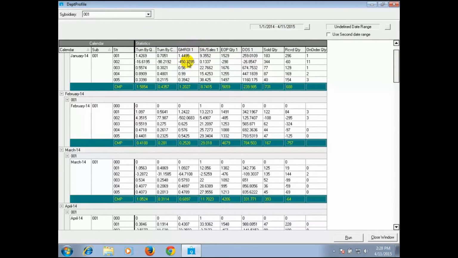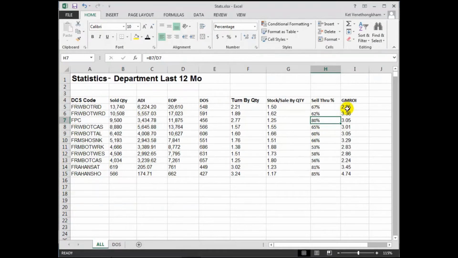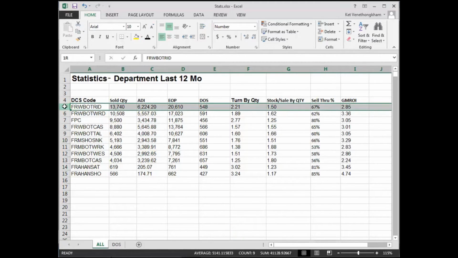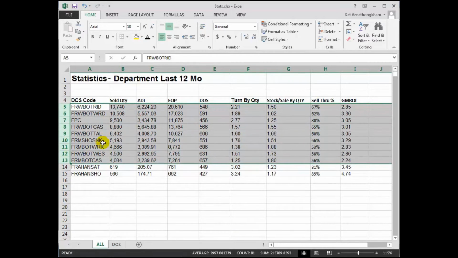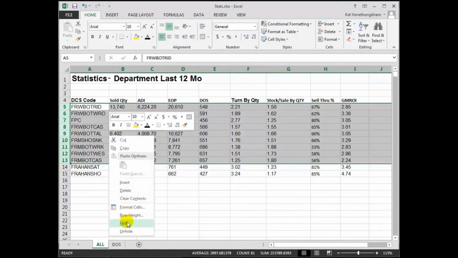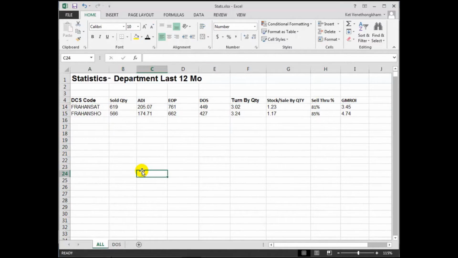By the same token, you can run this in a report, which we've already done. I'm going to kick that report out to Excel, and let's look at some GMROI. Remember, GMROI is your margin divided by your average daily inventory. In this case, I want to take a look at two particular departments that seem to be the same, but have very different GMROI. I want to look at that with you and let you see what's going on here.